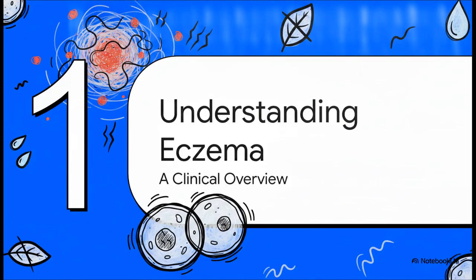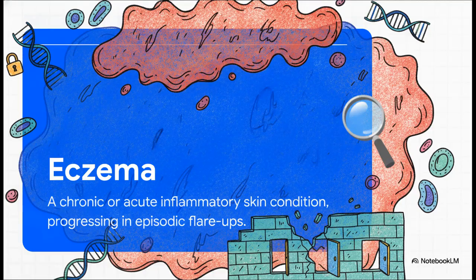Understanding eczema. We really need to start with the basics here, because trust me, it is way more than just a simple itch. So what exactly are we dealing with? Eczema is a chronic or sometimes acute inflammatory skin condition. It doesn't just sit there doing nothing, it progresses in these episodic flare-ups. It's actually a huge multifactorial response involving your genetics and your immune system.